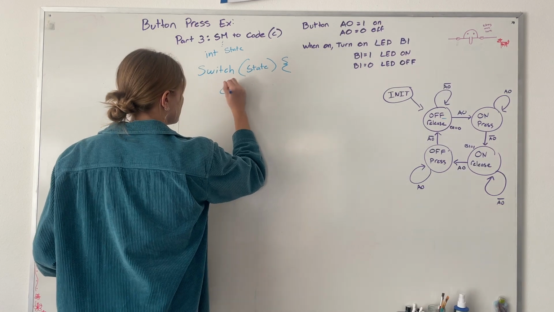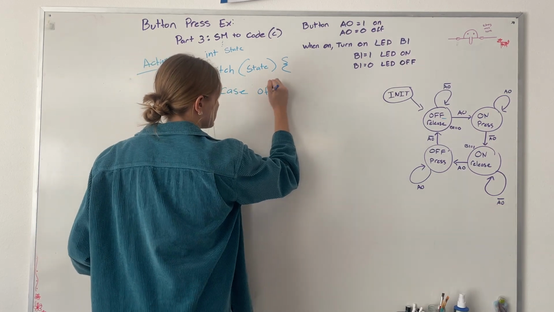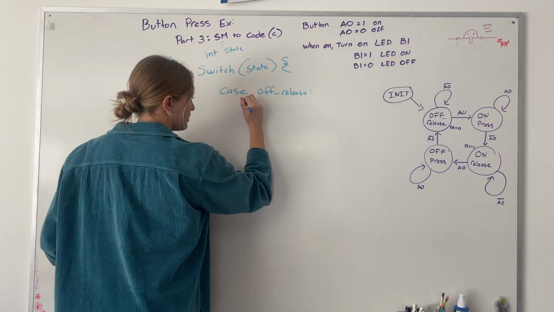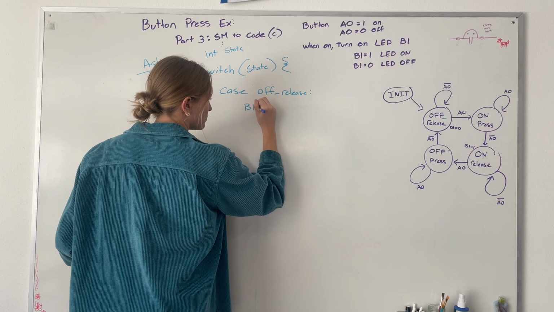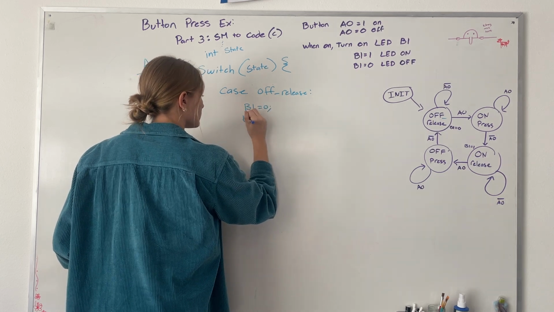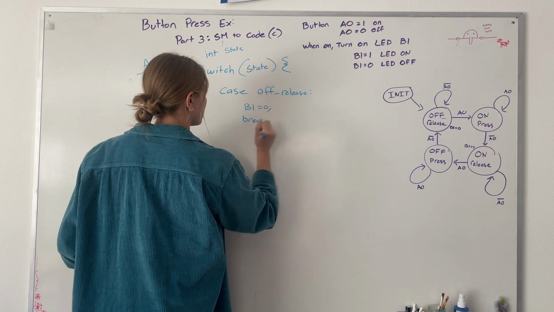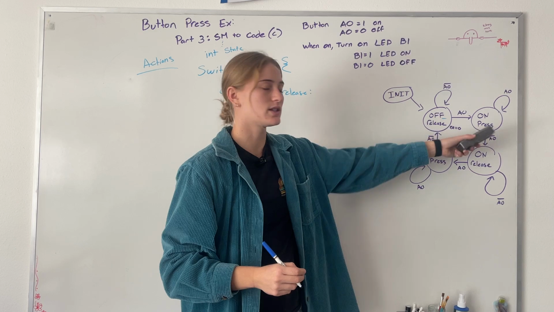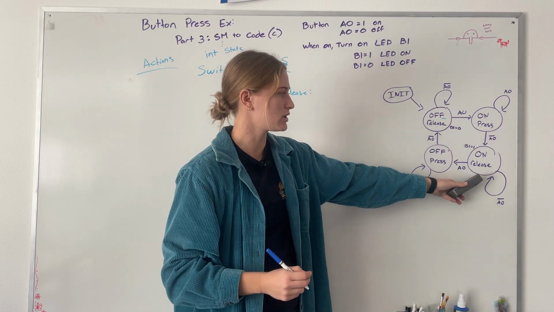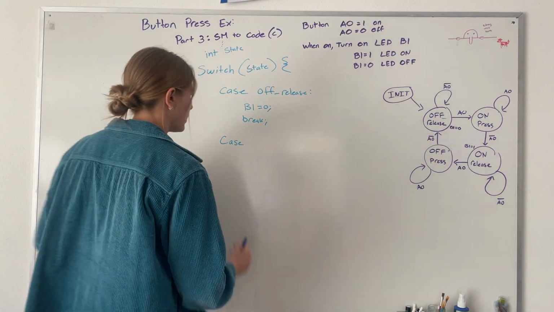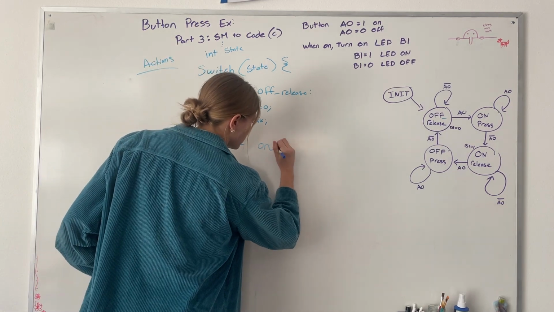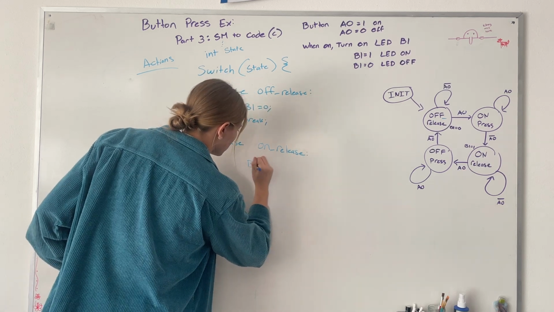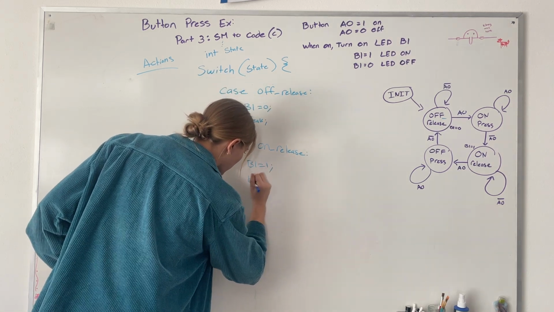So in this case, we're going to have off release. And in that case, we set B1 equal to 0 and break. Then we're going to have the case of, do we do any actions in on press? No. Do we do any actions in on release? Yes, we set B1 equal to 1. So we're going to have case on release. And we're going to set B1 equal to 1 and break.